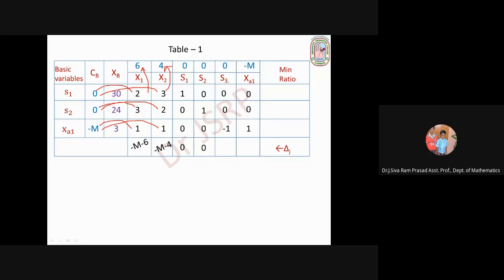Next, what is the delta value for S3? So CB into S3: 0 into 0 plus 0 into 0 plus minus M into minus 1, minus 0. So M. So the delta j value for S3 is M. And XA1 is a basic variable, its delta j value is 0.